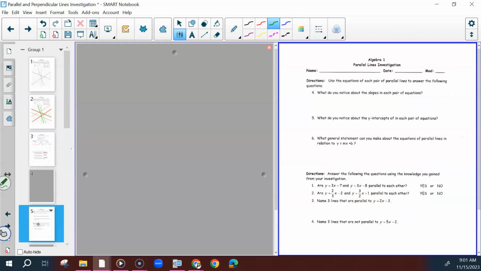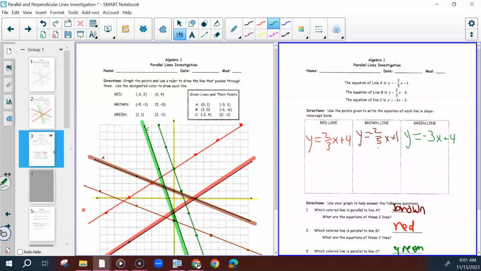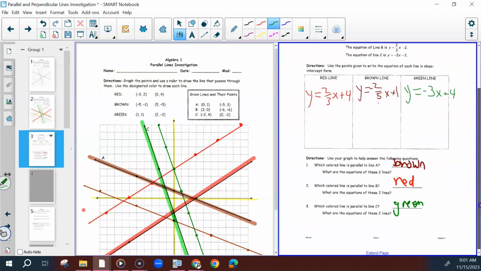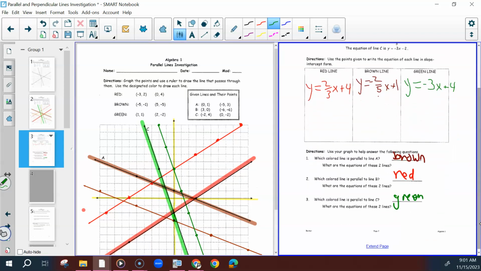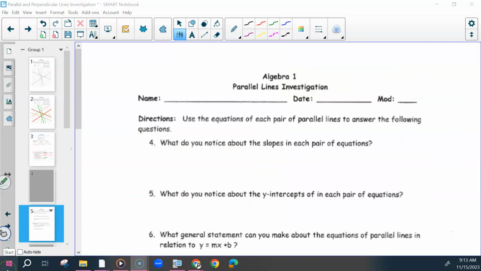So on this next page, what do you notice about the slopes? What do you notice about the y-intercepts? Compare the equations. The equations we're talking about are line A and the brown line, line B and the red line, line C and the green line. You're comparing those two to answer the following questions. So do that, and I'll give you some time talking to your table partners.